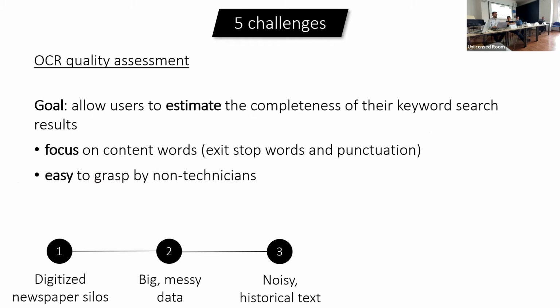So instead, we decided to go more for what we call OCR quality assessment. So an indicator quantified that the users of the interface have to know roughly the quality of the page. And this we didn't compute as word error rate or character error rate, but simply we focused on the content words. So we tried to come up with a simpler measure, excluding stop words and punctuation. So a measure that is easy to grasp for non-technicians as an indicator of the quality of the OCR.